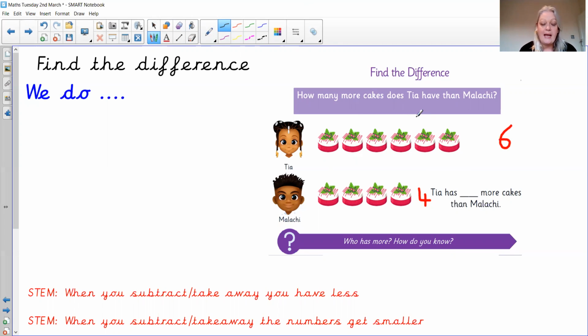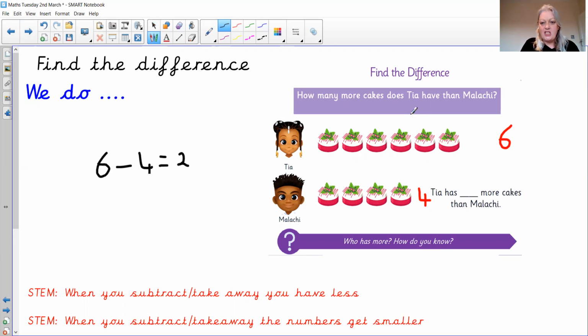So I need to do a subtraction calculation to help me with this one. Tia had the most, so I'm going to put Tia's cakes here, 6. Take away 4, Malachi's cakes, equals, you tell me the answer? 6, take away 4. That's right, it is 2. The difference between 6 and 4 is 2.